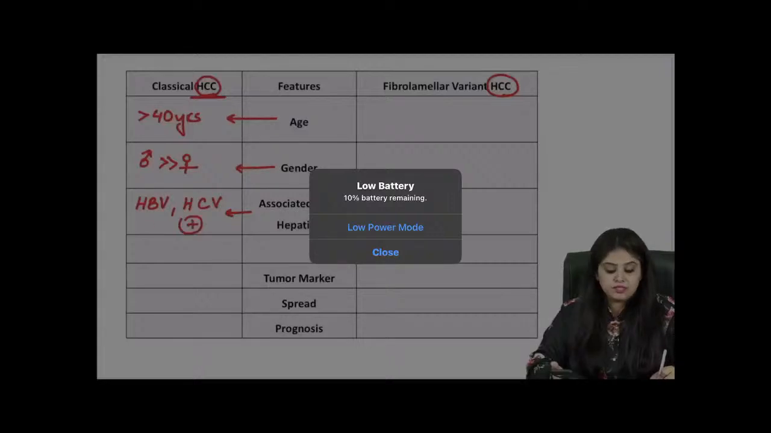Why did you say option B, guys? The question asked for the incorrect statement. You are telling me the correct statement. The incorrect statement is this: associated with hepatitis B and C. So I think we need to revise this question big time. Everyone got this wrong.